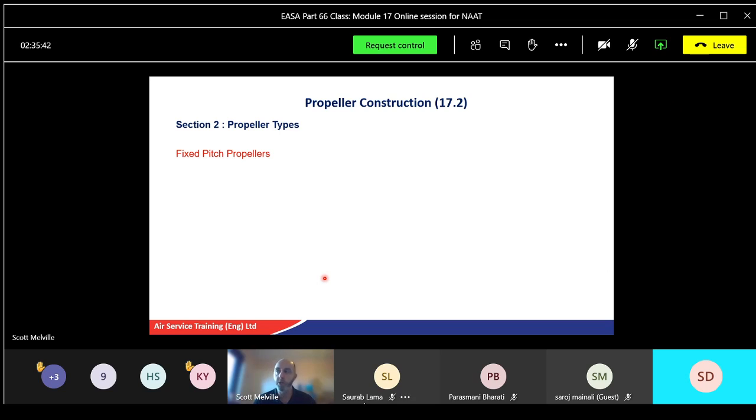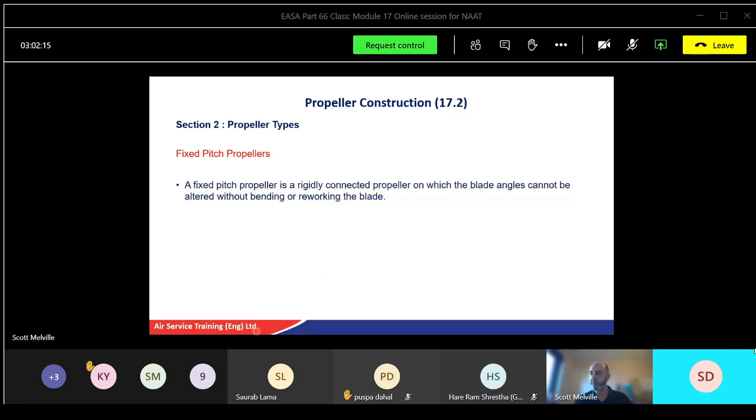Any questions on those parts at the moment, on which the blade angles cannot be altered without bending or actually reworking the blade?